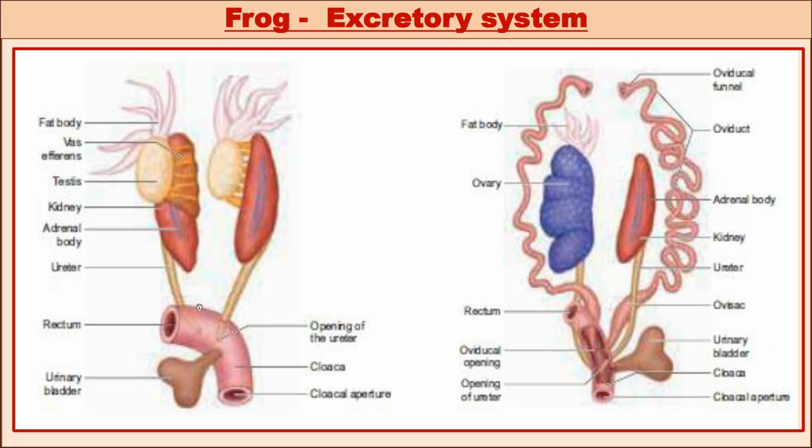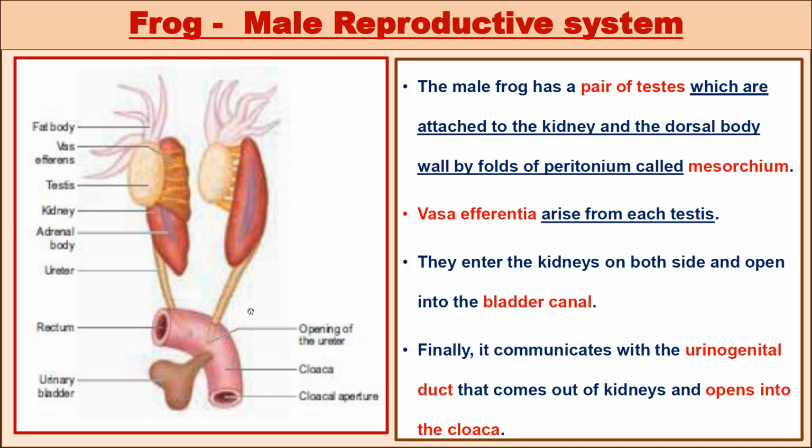The pair of ureters that emerges from the kidney will drain the urine from the kidney, and they open into the cloaca. A thin-walled unpaired urinary bladder is present. The urinary bladder is thin-walled and unpaired, and it is present ventral to the rectum that opens into the cloaca. Reproductive system of frogs.